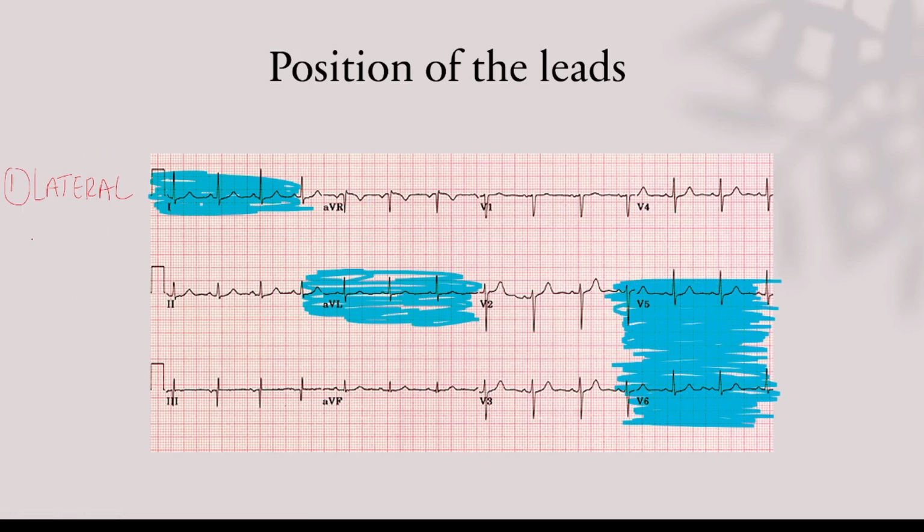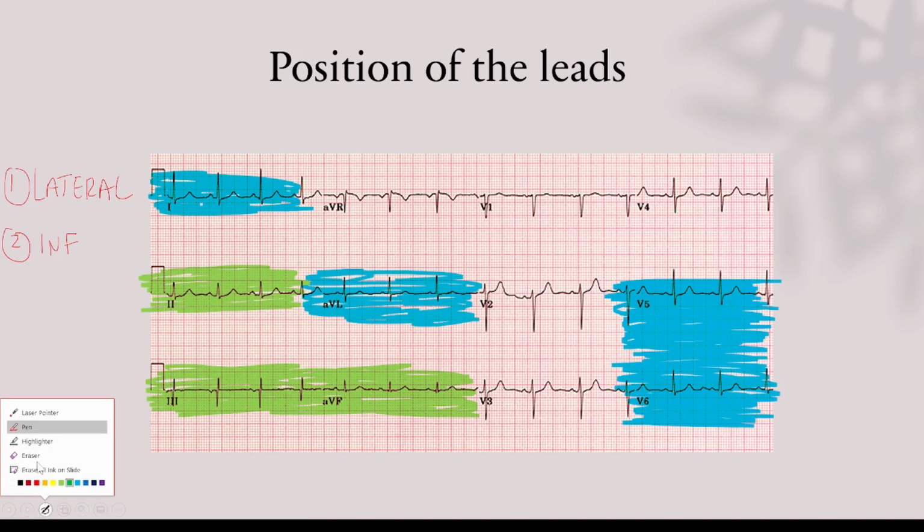Now our second group is our inferior. So now let's start putting in our inferior leads. Alright, so inferior leads, what were they? Lead 2. Okay, and also lead 3, right? They were both pointing towards the left leg. So that's inferior. Okay, and what else? AVF. AVF was also pointing in the inferior direction.